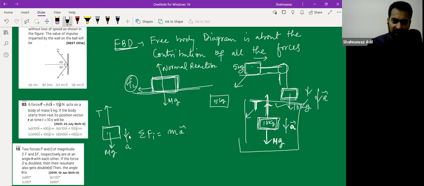So weight is in the direction of this acceleration, right? And tension is opposite to this acceleration. So we write mg minus T equals ma. So this is the free body diagram concept of this block, right? Understood this part?